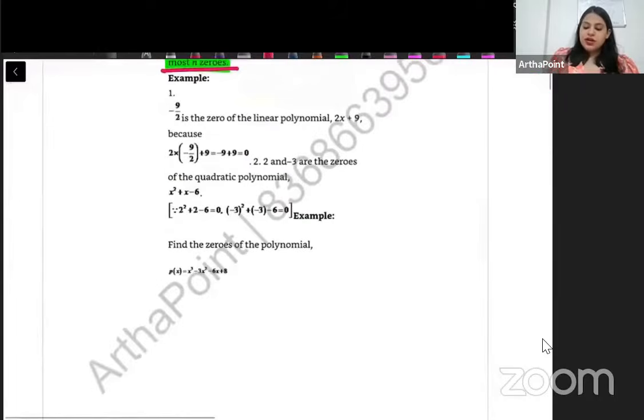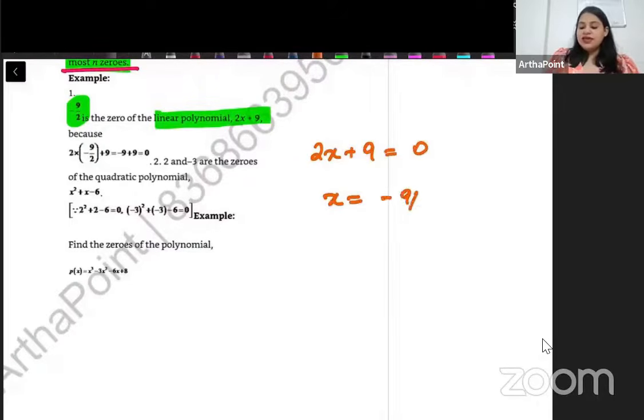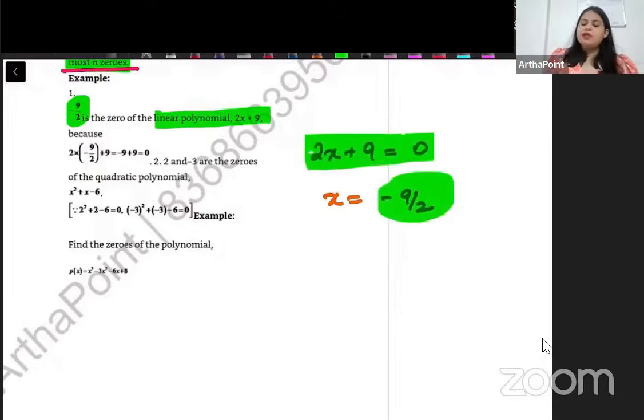Okay. Now let us take another example. It is saying minus 9 by 2 is a zero of the polynomial 2x plus 9. Beta, when I put 2x plus 9 equal to 0, I get x as minus 9 by 2, right? This means that whenever x is minus 9 by 2, 2x plus 9 will come down to 0, right? So the zero of the polynomial is minus 9 by 2.